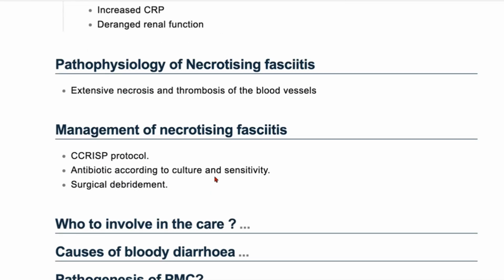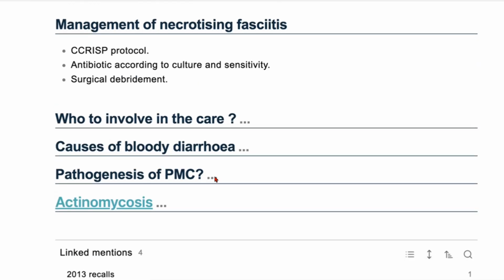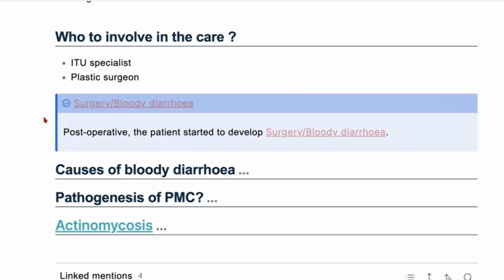Very good. And who to involve in the care? So here I'd like to involve the general surgical team, the plastic team, ITU, and the anaesthetic team, and also microbiology to ensure that antibiotics are correctly prescribed according to trust protocol. Very good. So this patient post-operatively developed bloody diarrhea. What could be the causes for bloody diarrhea?